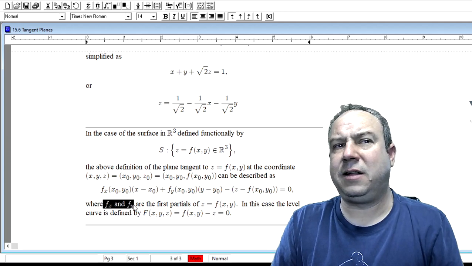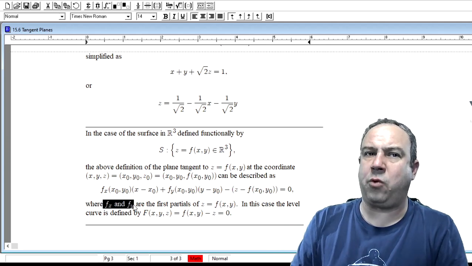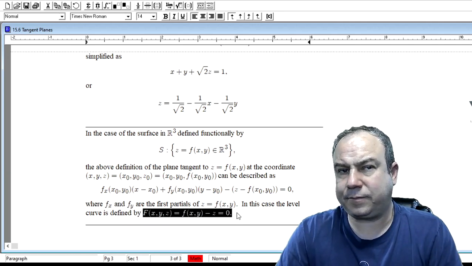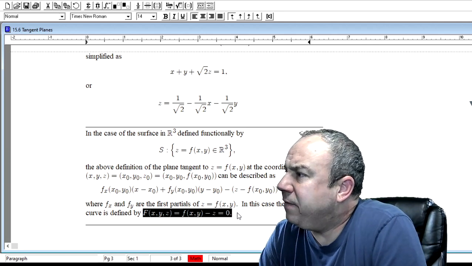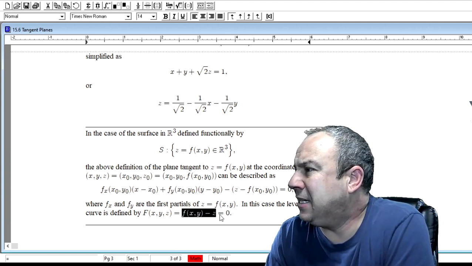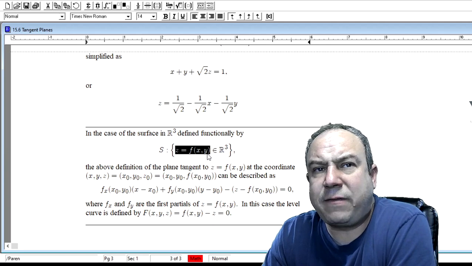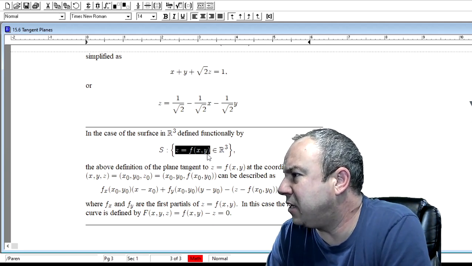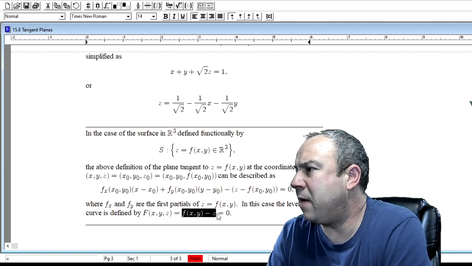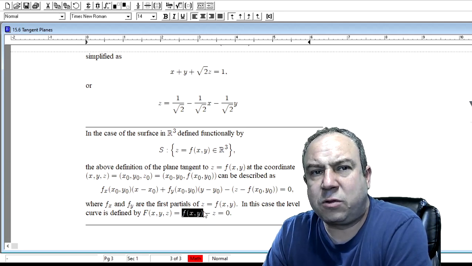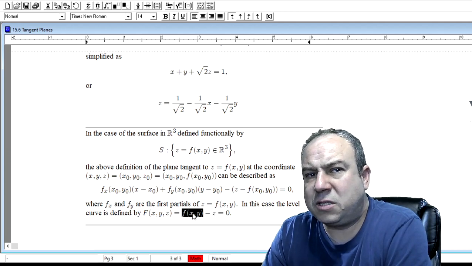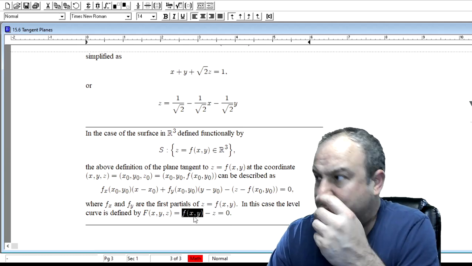Where again, little f's first partials with respect to x and y are being used here. And this is all because big F, the level curve, is being defined as little f of x comma y minus z in value. If you take z equal to f of x comma y and you solve it for 0, set it equal to 0 to define your level curve, you will define your level curve as f of x comma y minus z in value. So the partial of this with respect to x will only be the partial of little f with respect to x. And the partial of this with respect to y will only be the partial of little f with respect to y.